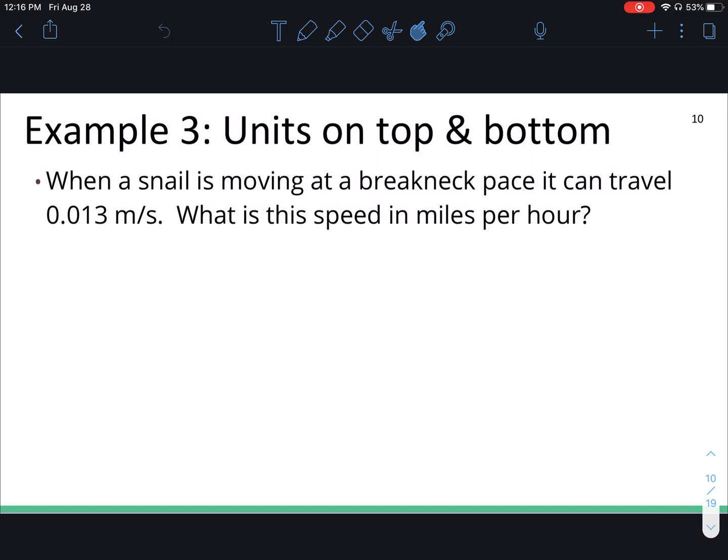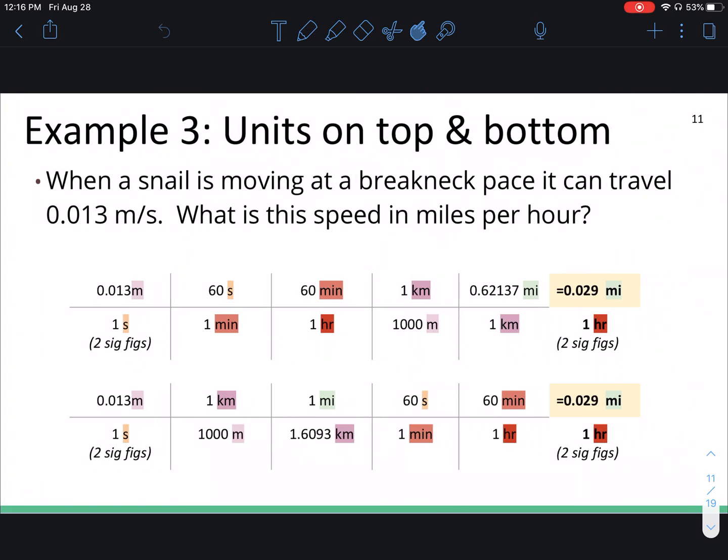All right, here are the answers. Again, I have two different setups. It does not matter which one you used. I just wanted to show two different ways of solving this that are both totally fine. So the first one, I started off by canceling out seconds, which is in the denominator. Again, it's okay. You just have one in the denominator, one in the numerator, and they cancel out.